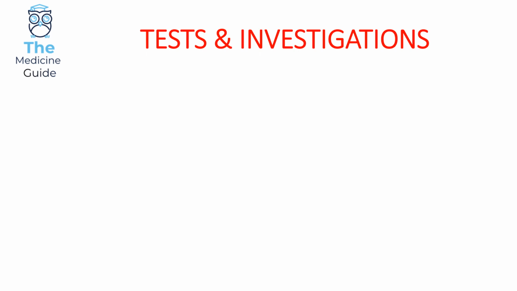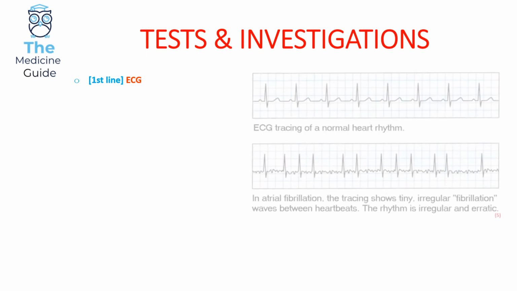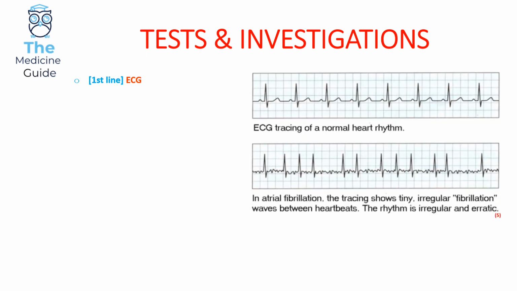So now let's look at the tests and investigations. Your first line investigation for atrial fibrillation is an ECG. If you have a look at the ECG at the top, this is an ECG tracing of a normal heart rhythm, or a patient with normal sinus rhythm. If you have a look at the ECG below, this is an example of atrial fibrillation. So the patient has an irregularly irregular pulse.